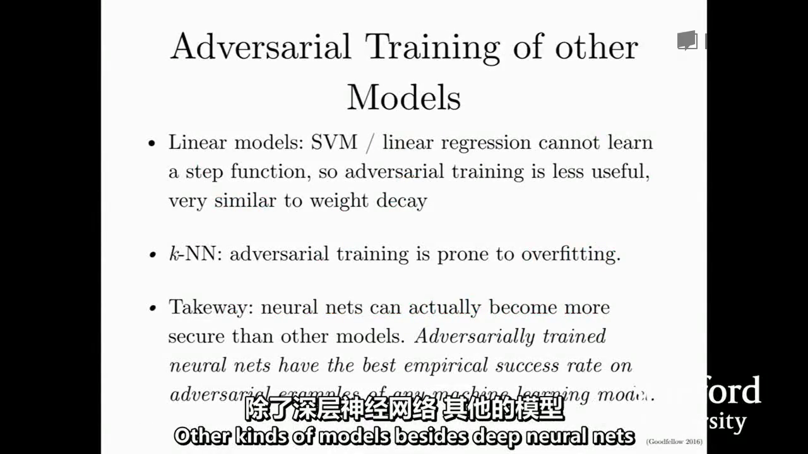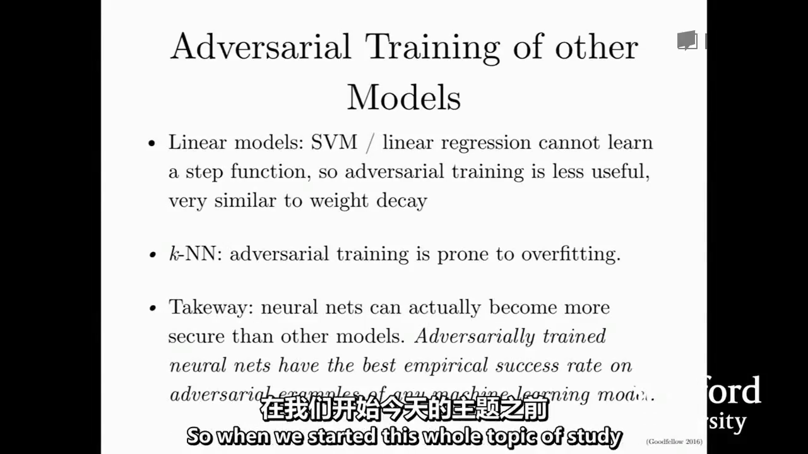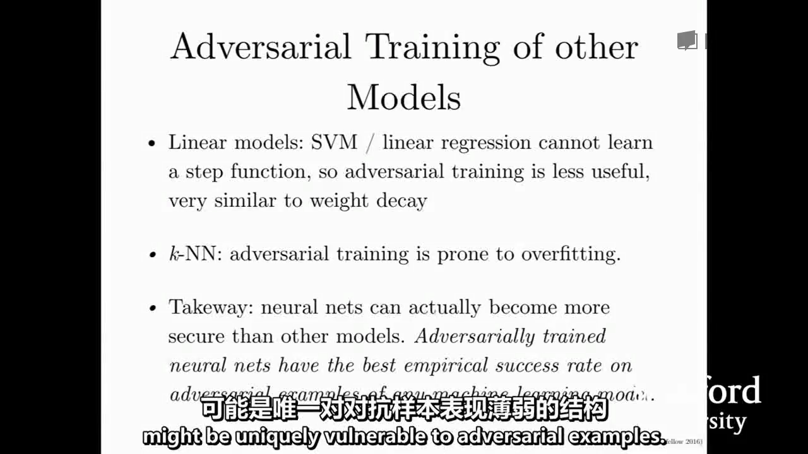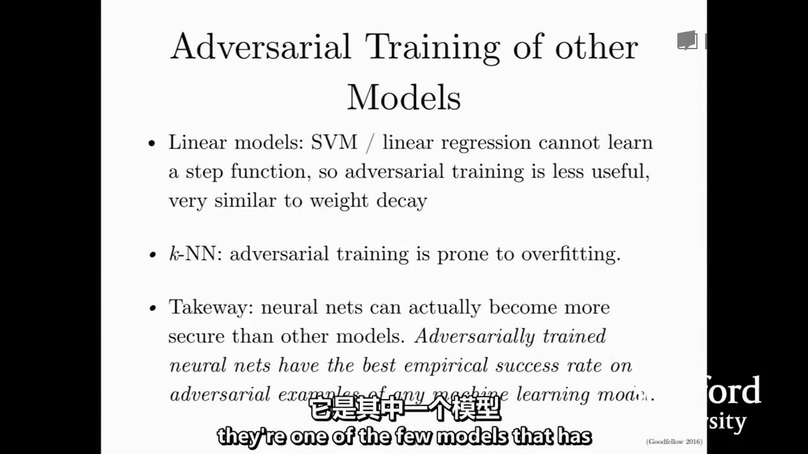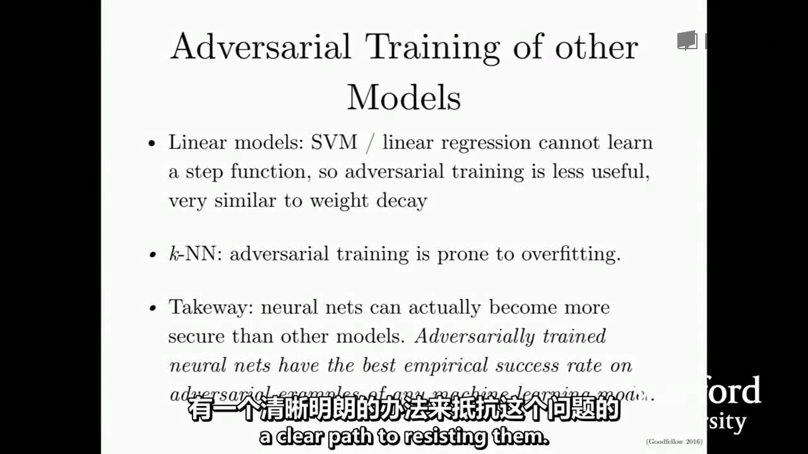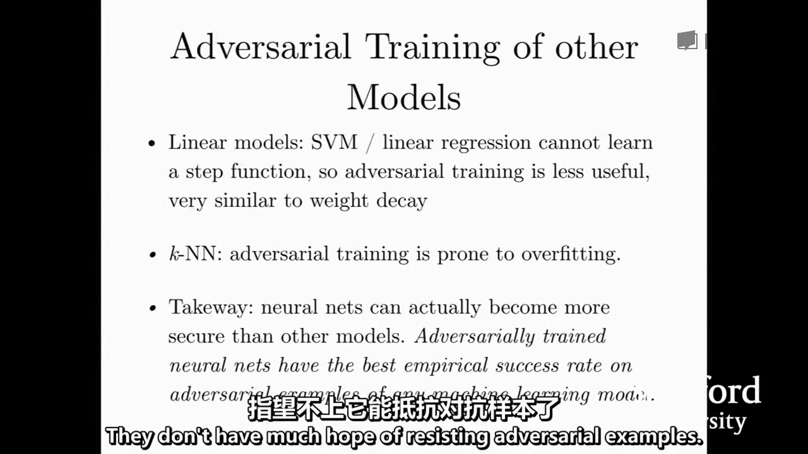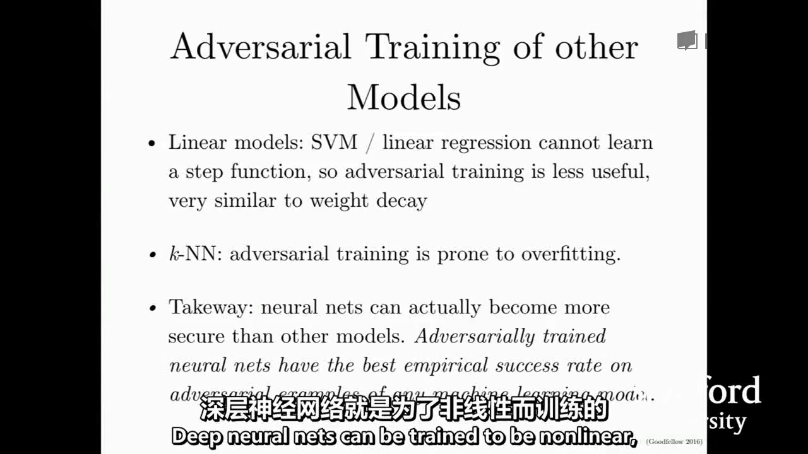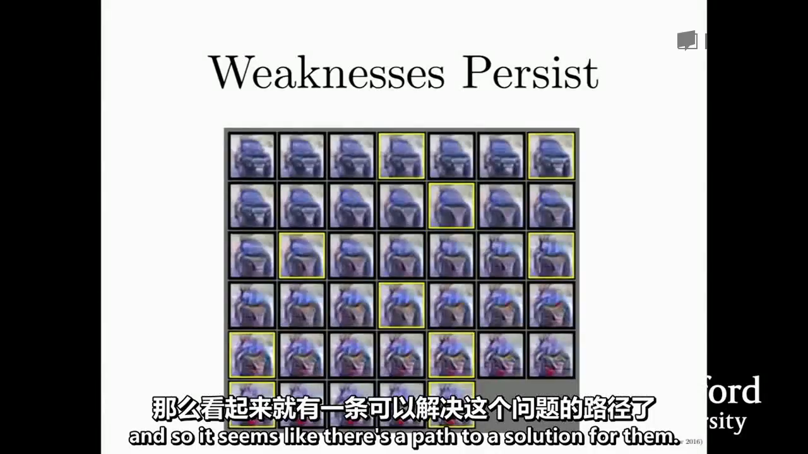Other kinds of models besides deep neural nets don't benefit as much from adversarial training. So when we started this whole topic of study, we thought that deep neural nets might be uniquely vulnerable to adversarial examples. But it turns out that actually, they're one of the few models that has a clear path to resisting them. Linear models are just always going to be linear. They don't have much hope of resisting adversarial examples. Deep neural nets can be trained to be nonlinear. And so it seems like there's a path to a solution for them.